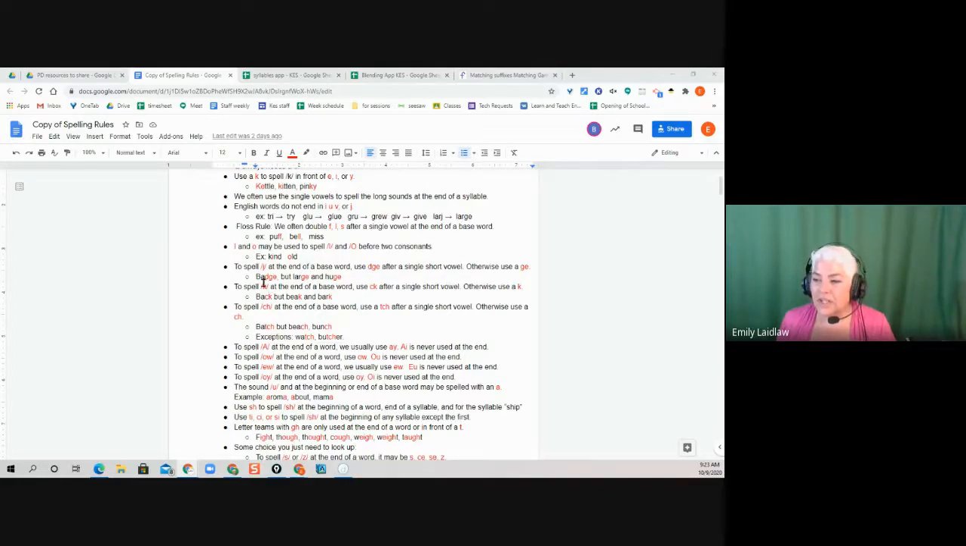And then to spell the J at the end of a base word, we use the DGE after a single short vowel. Otherwise, we use the GE. So we use badge, we use the DGE after the A, but we use the GE after a consonant or after a long vowel, huge. Okay.